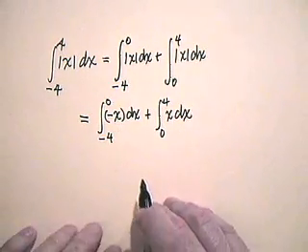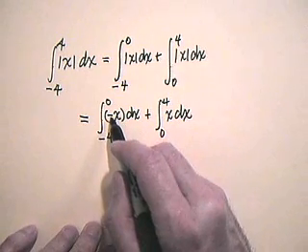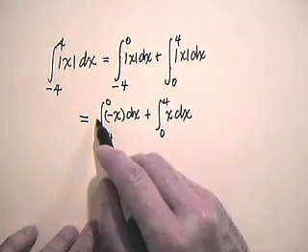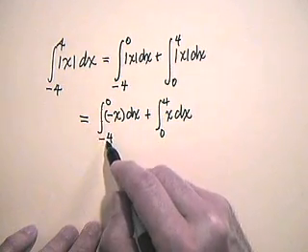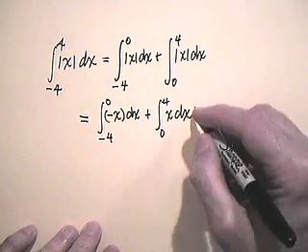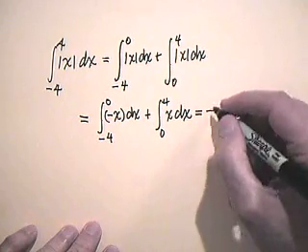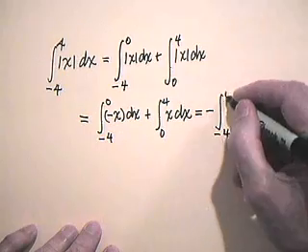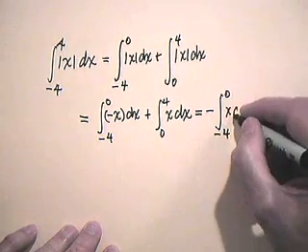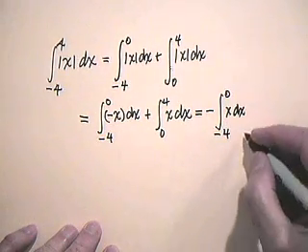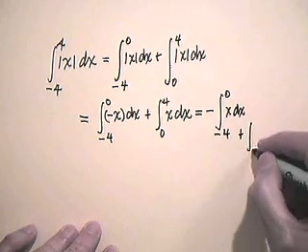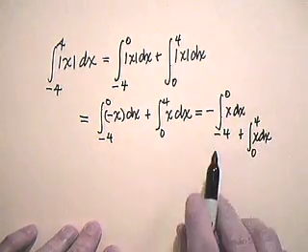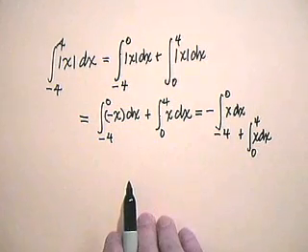Now, one thing I can do here is take the negative sign out of the integral. And when I do, I have the negative of the integral from -4 to 0. And so let's write that. Negative of the integral from -4 to 0 of x dx plus the integral from 0 to 4 of x dx. So we have these two definite integrals to compute.